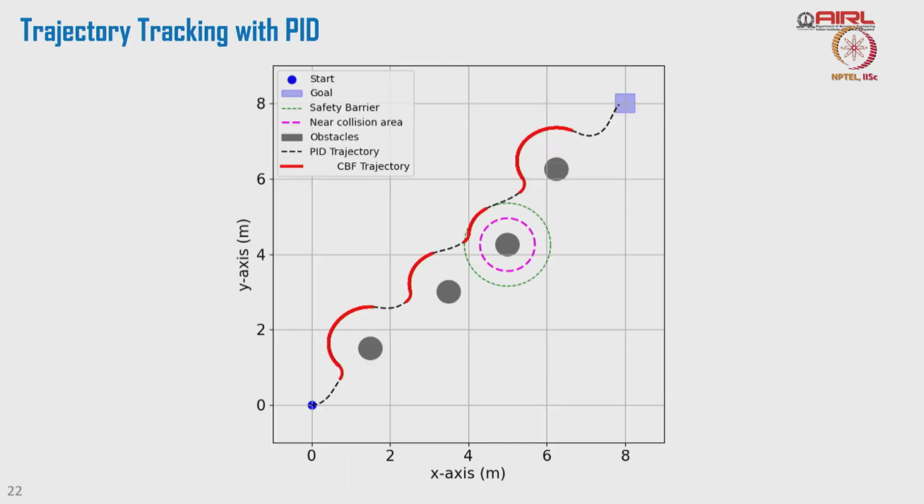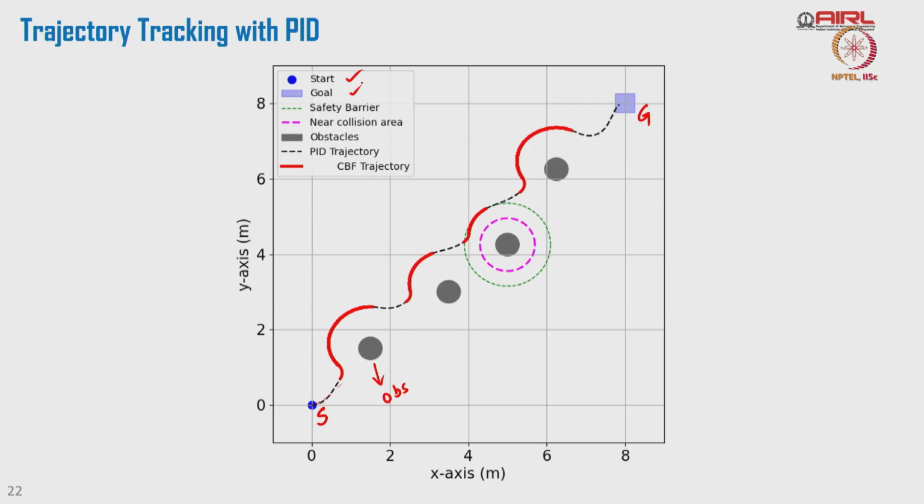Fine. This is one example of trajectory tracking with PID. What is expected is that the drone will start from here, this is the source location, and go to the goal location. Ideally the drone should go in a straight line. But since there are some obstacles in between, these black circles that we are seeing are obstacles. Just assume that in 3D these are cylindrical obstacles, so in top view we are just seeing the circle. So we see start and goal locations.